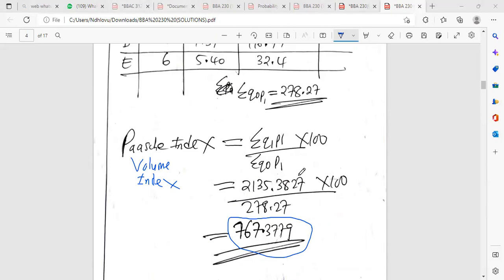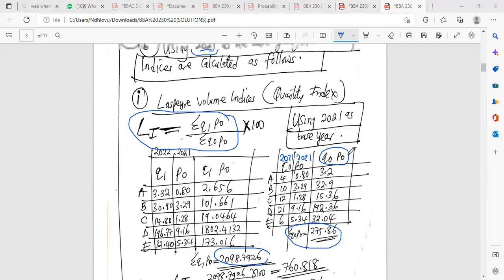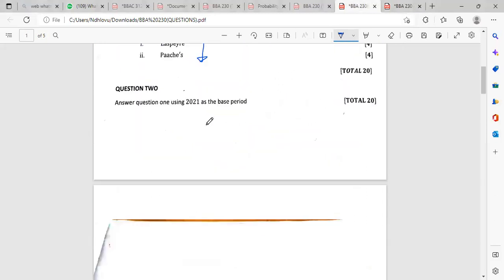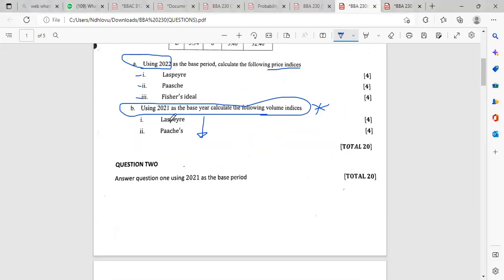Now here, question B has already been answered. We don't have to answer question B because it has already been sorted out. In question B, we are finding the volume indices, because we are still using 2021 as a base. So the same answers are duplicated, because we are still using 2021 as a base to compute the volume indices for Laspeyres. Question 2 is saying using 2021 as a base period, so this one has already been answered. The one we are supposed to sort out was the first part of question 1, because this one is already sorted out.